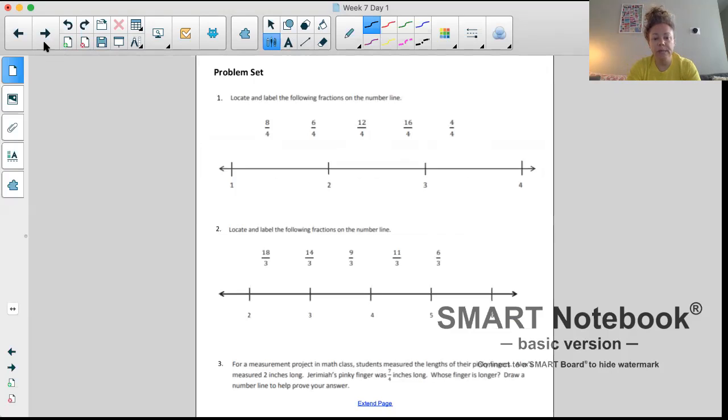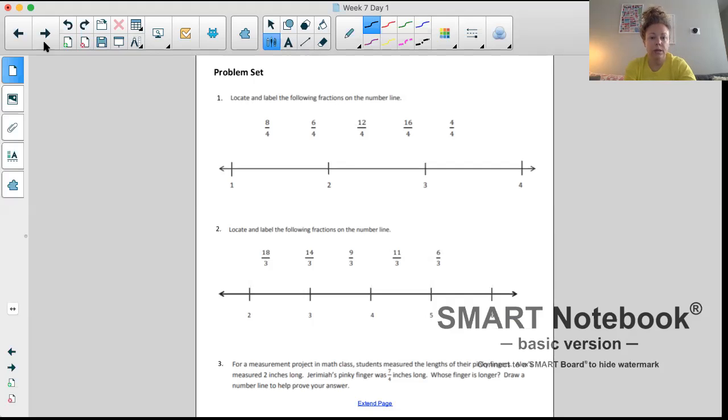Now here's your problem set. These are the last 3 problems that you need to do. You can pause the video and complete these on your own and then come back, press play, and watch me do them, if you feel like you can do these independently. Otherwise you can do them with me right now, okay? Number 1, locate and label the following fractions on a number line.